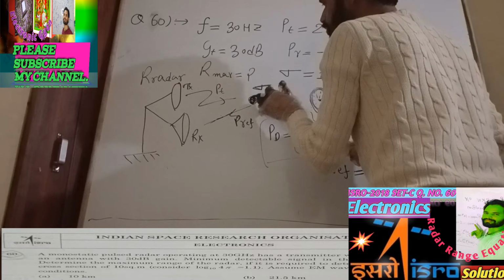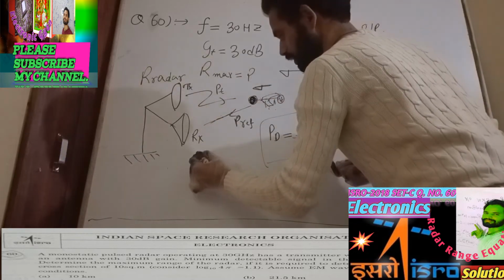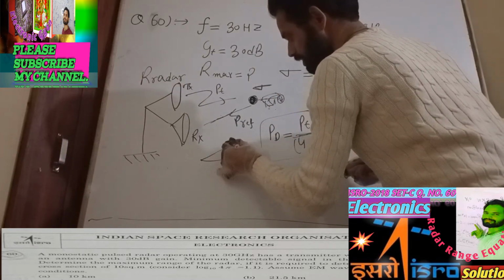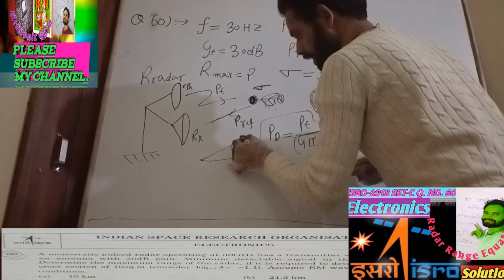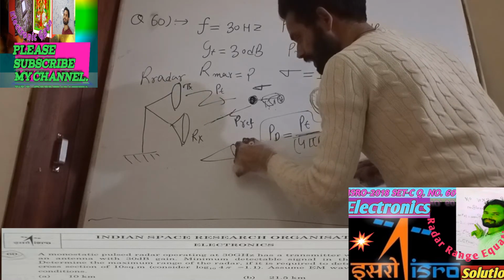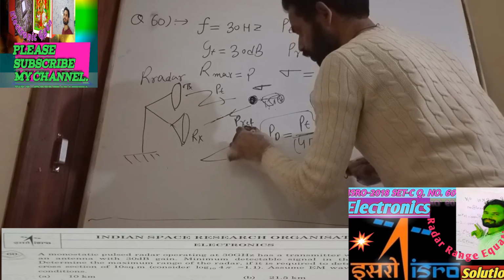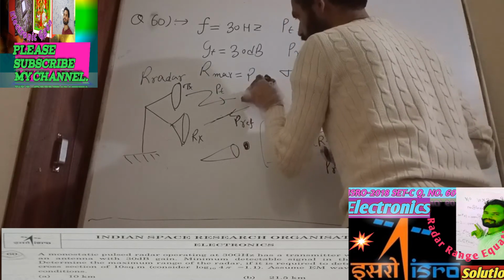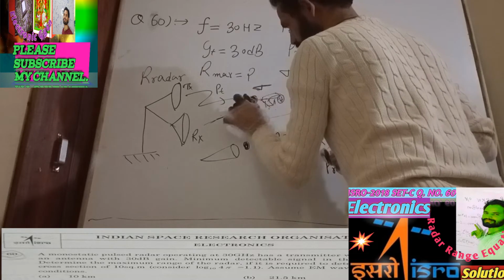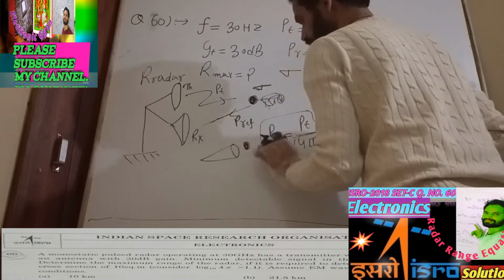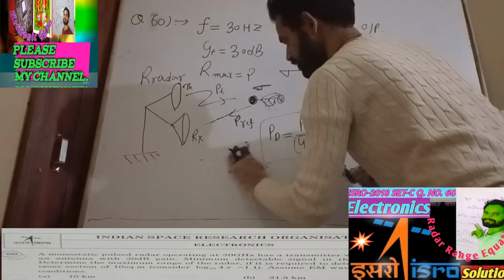This is like a footprint. Footprint means something like light is coming and it is capturing some particular area. That area is nothing but the cross sectional area, the radar cross sectional area of the target.